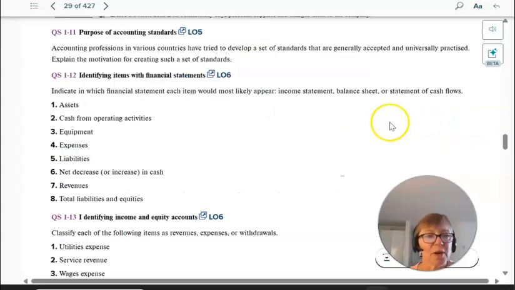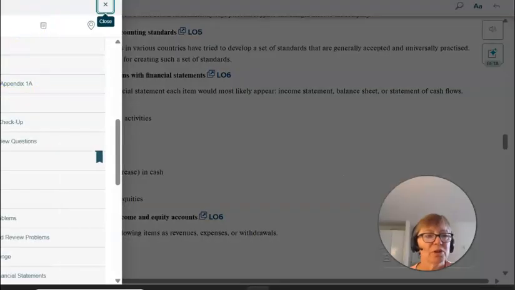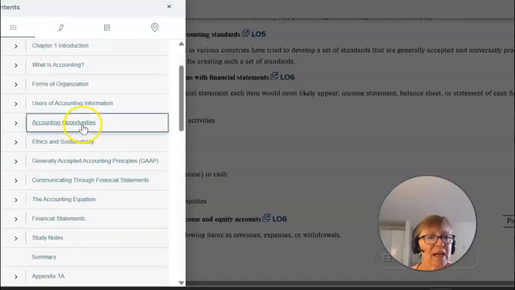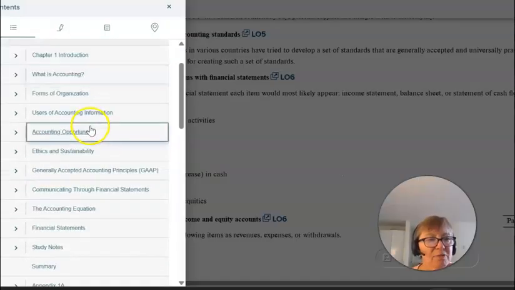In Quick Study 12, it says indicate in which of the financial statements each item would most likely appear, either the income statement, the balance sheet, or the statement of cash flows. And then it has assets, cash from operating activities, equipment, and so forth. So the best way to figure out what statement they're on is to go back over to your contents and go to the section in chapter 1 that relates to it.